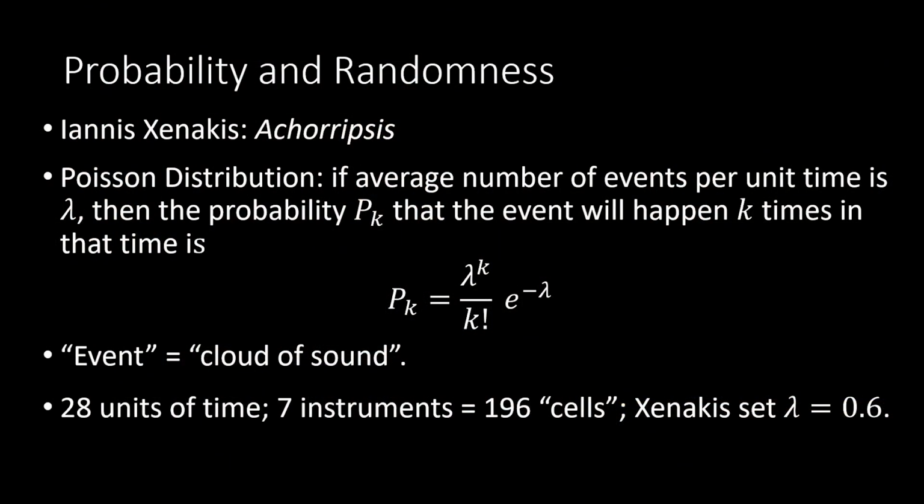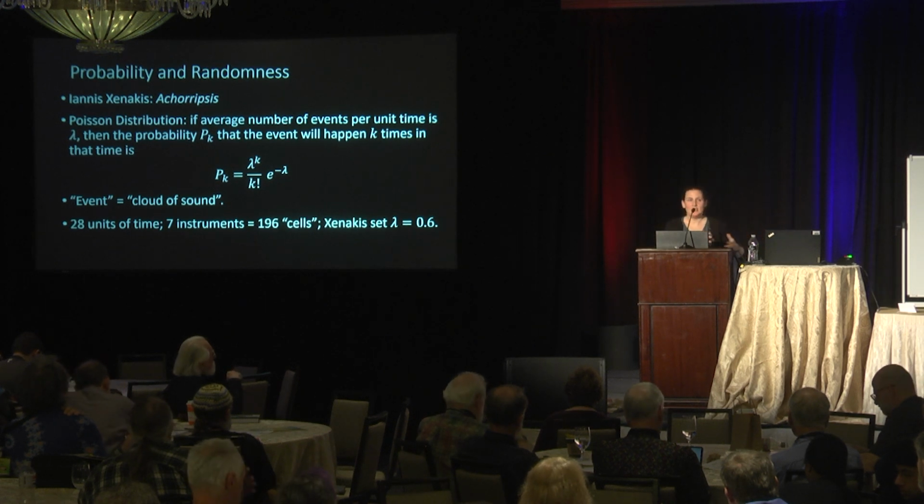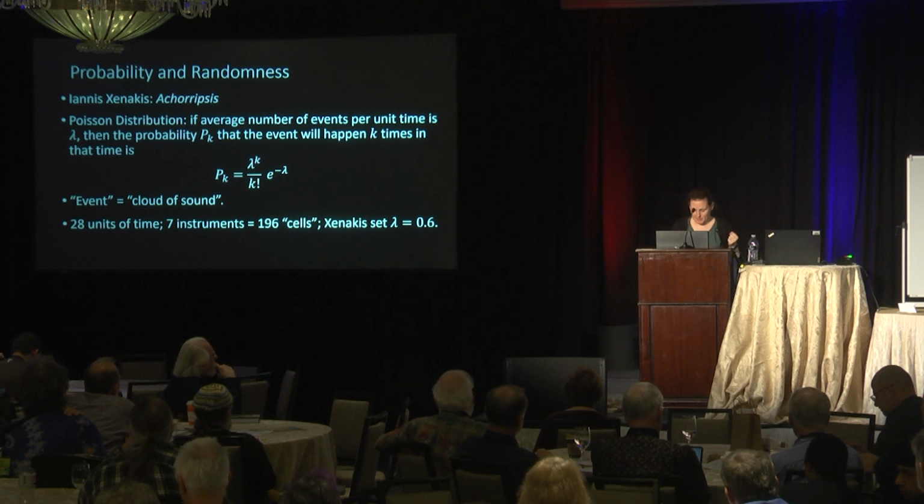So he's got his clouds of sound, and he divides up the total duration of the piece into 28 units of time, and then there are 7 instruments. So there are 196 of what he calls cells, each of which can have 0 or 1 or more of these clouds of sound. Okay, and you've got to set your parameters. So he set lambda to be 0.6, which gave the right sort of amount of sound versus silence, because you can't have all sound all the time. He set this parameter after some experimentation.